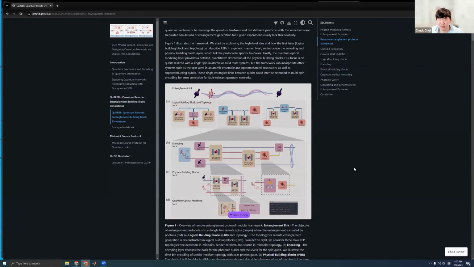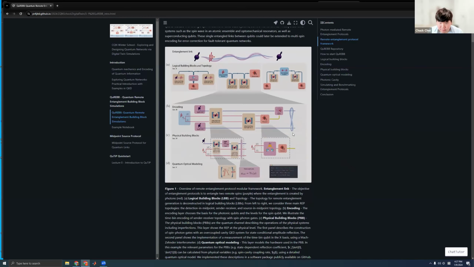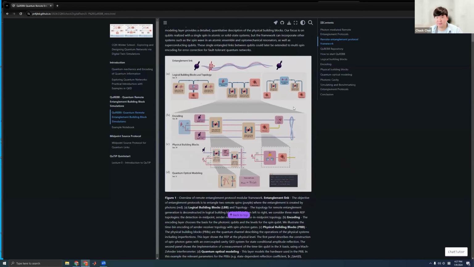So here I'm going to go through our framework. This figure basically explains the layered architecture of the framework. First, when we have this entanglement protocol, we can consider different geometry or topology of the entanglement.